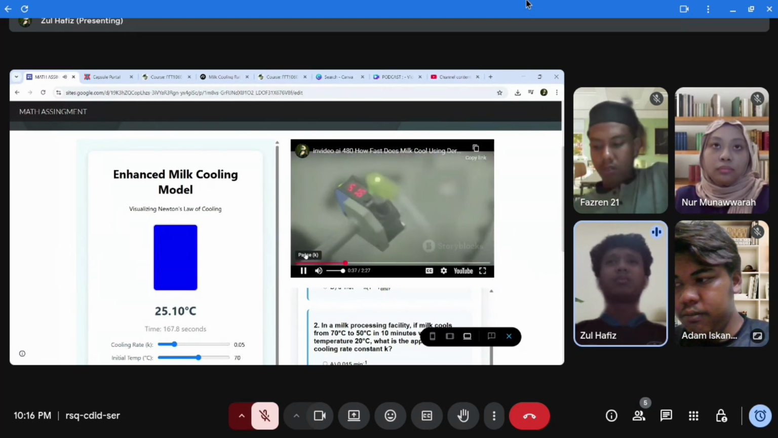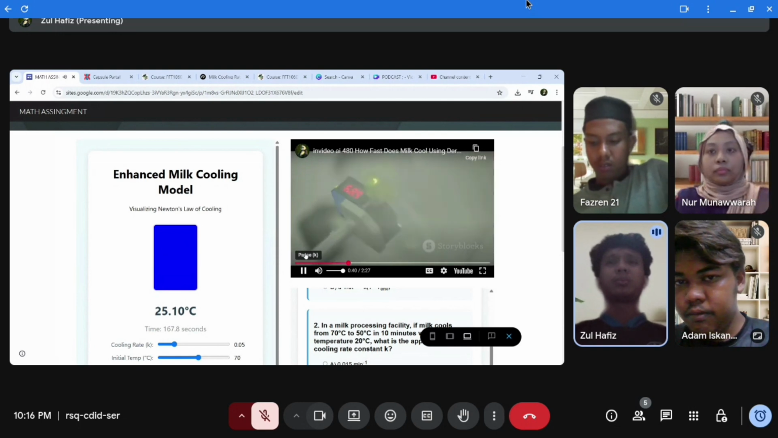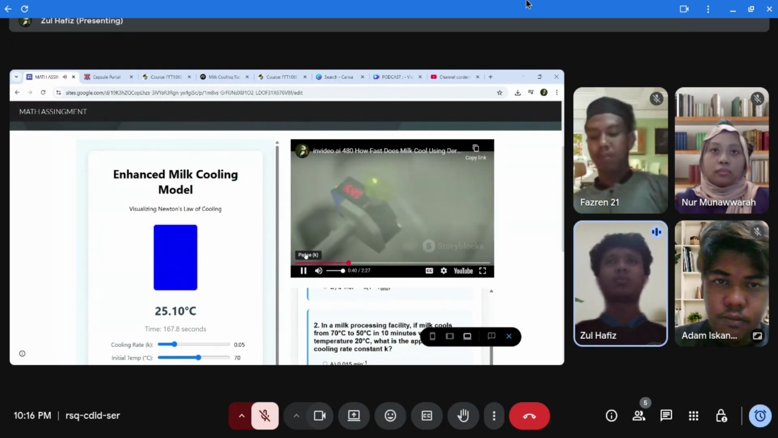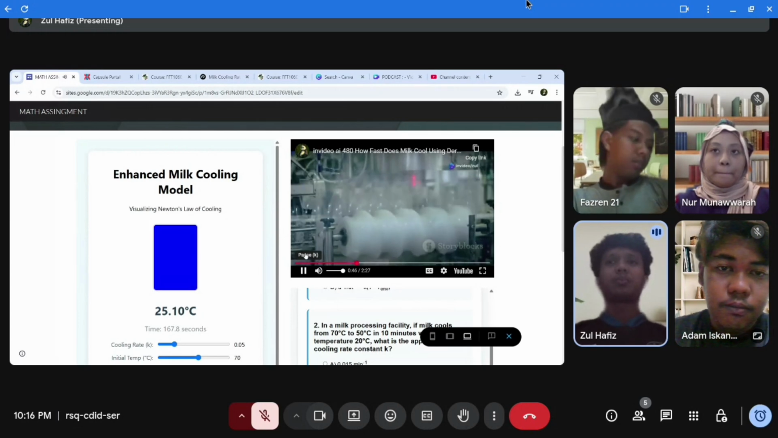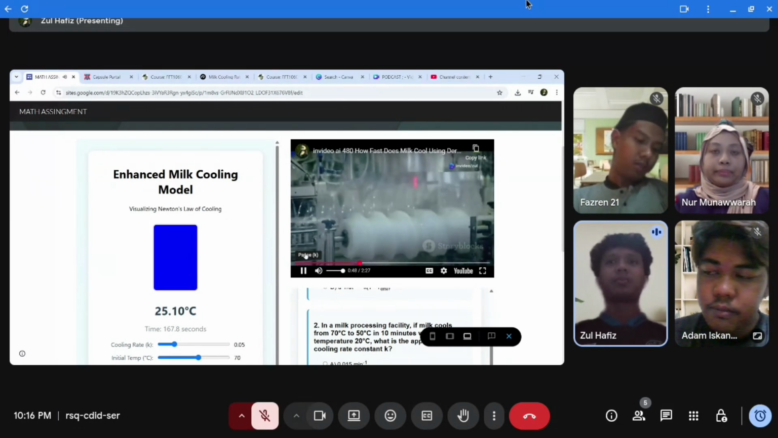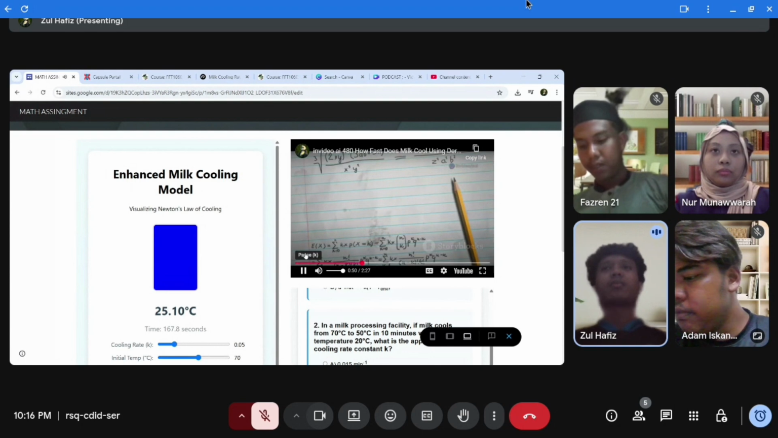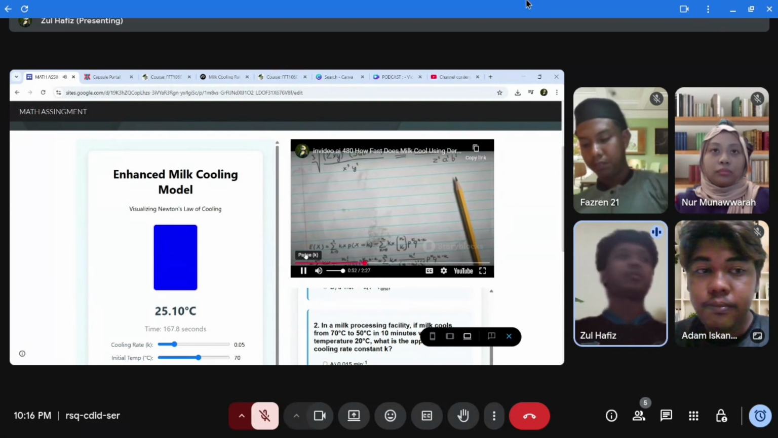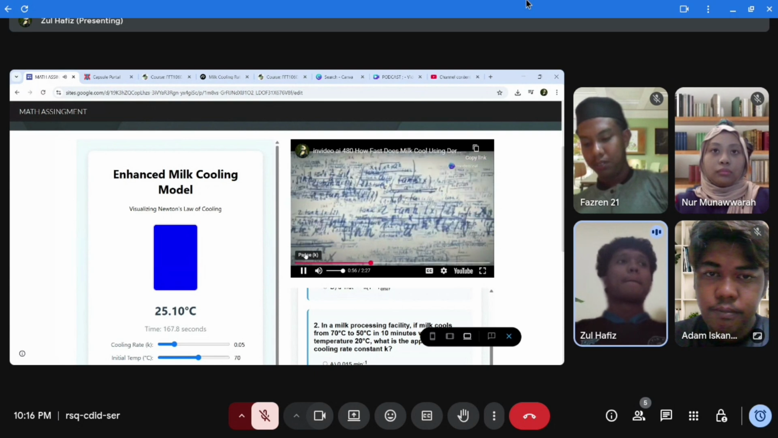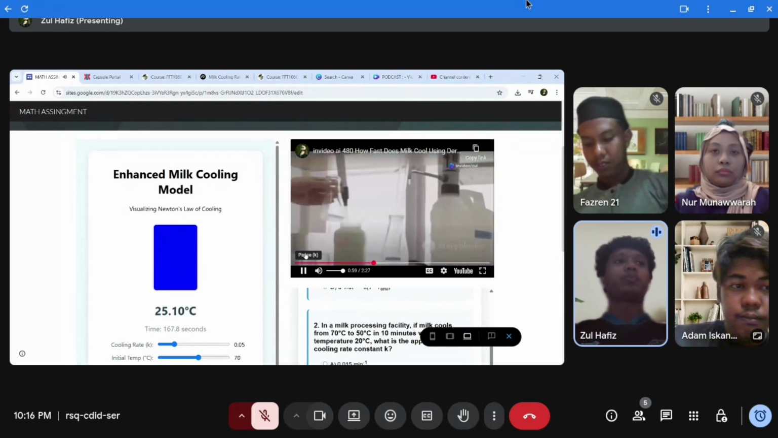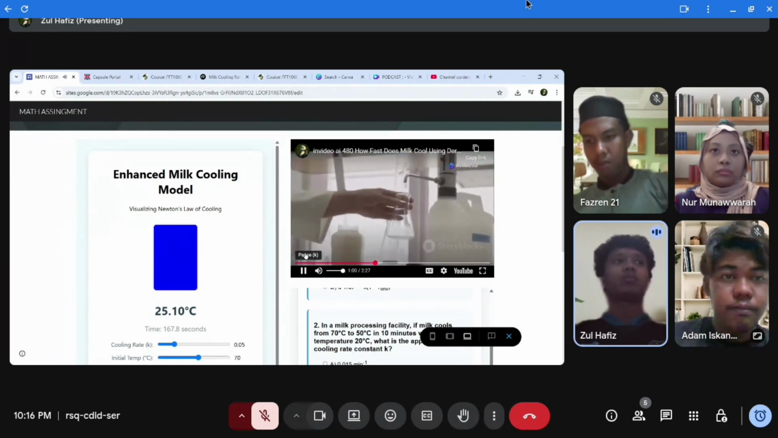It says the rate that something cools down is proportional to the difference between its temperature and the temperature of its surroundings. In plain English, the hotter the milk compared to the chiller, the faster it cools. Mathematically, we write this as dT/dt = -k(T - Ts). Let me decode that. dT/dt is the derivative. It's how fast the temperature T of the milk is changing over time.